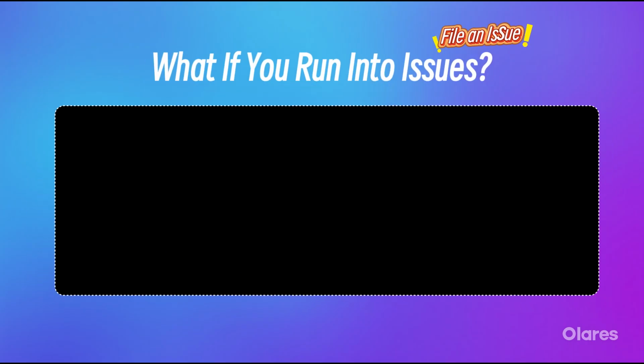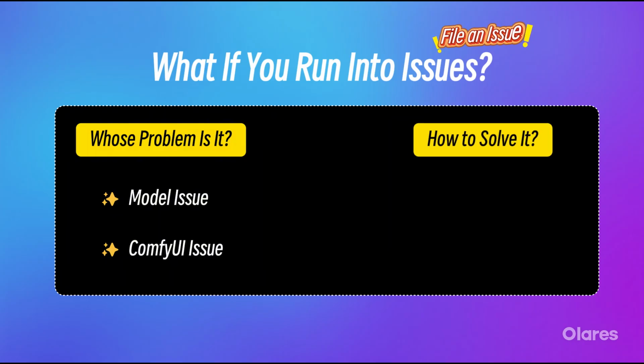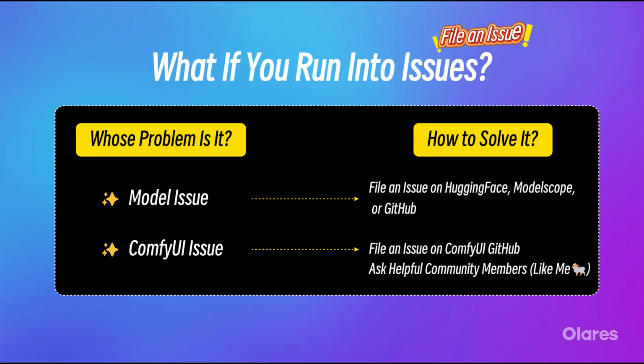If you run into issues, file an issue with the appropriate project. First, determine whether the problem is with the model itself or with ComfyUI's integration. If it's a model issue, such as how to fine-tune or whether it supports distributed deployment, open an issue on the model's Hugging Face, ModelScope, or GitHub repository. If the problem is an error during ComfyUI usage or the outputs don't match expectations, open an issue on the ComfyUI GitHub. Besides the official team, many helpful community members, including myself, often answer questions and assist.